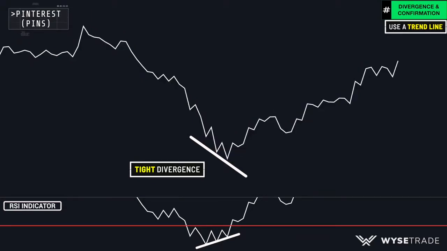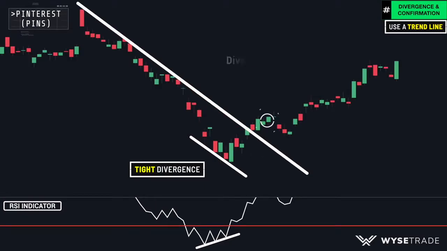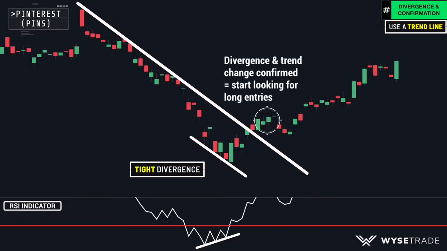Again, as you can clearly see, higher low on the RSI and lower low on price, which is divergence. So back to candlesticks. Again, we put a trend line over the immediate trend, and once price broke through is when the divergence is confirmed, which presented possible long trade opportunities.